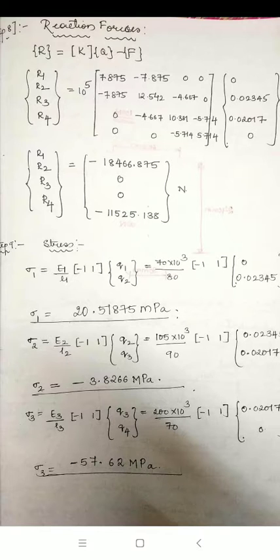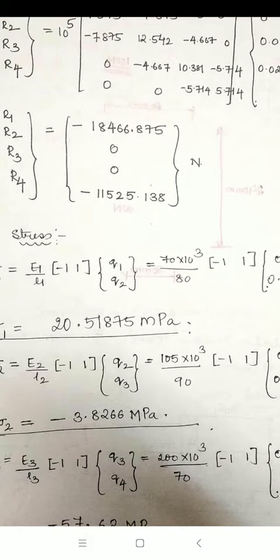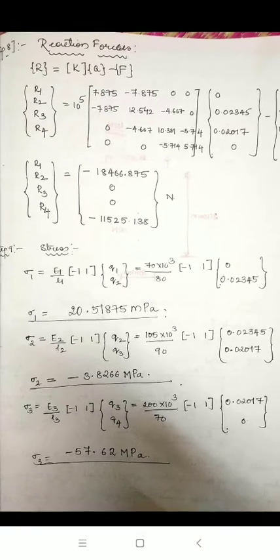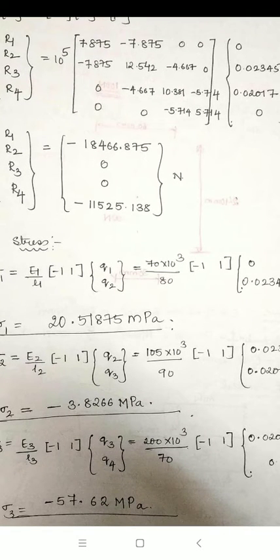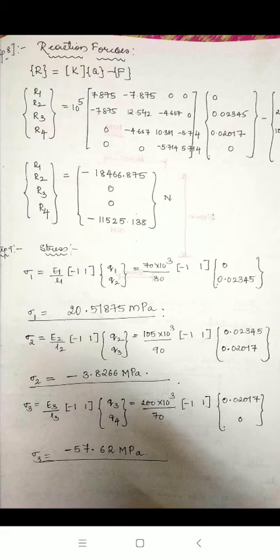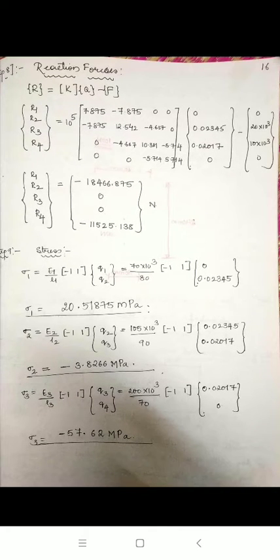Sigma 1 equal to 20.518 megapascal. Similarly, sigma 2 equal to E2 upon L2 times minus 1, 1 times Q2, Q3, because the nodes for element number 2 are 2 and 3. Similarly, for element number 3, sigma 3 equal to E3 upon L3 times minus 1, 1 times Q3, Q4, since the nodes are 3 and 4. Calculating this, sigma 3 we get as minus 57.62 megapascal. In this way, we have to solve the problem on one-dimensional bar elements. Thank you.